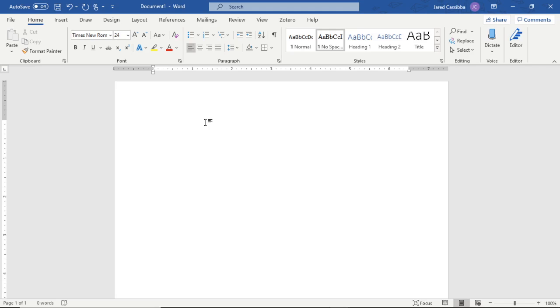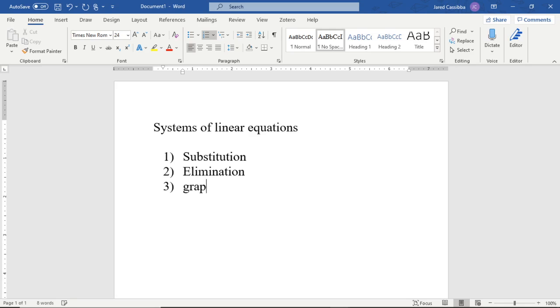Today we're going to be working on how to solve systems of linear equations. There are three ways to do these. The first way is called substitution. The second way is elimination. And the third way is graphing.